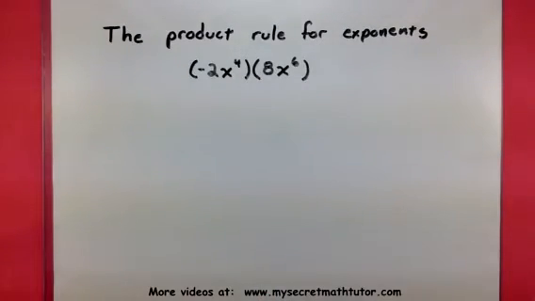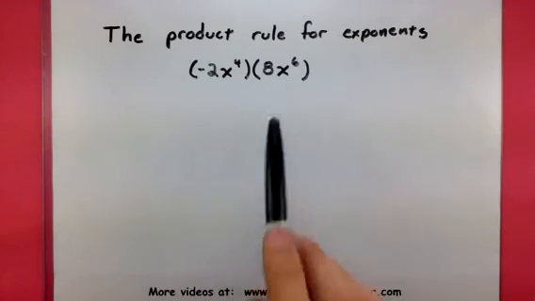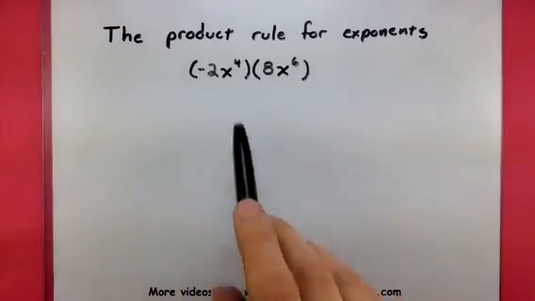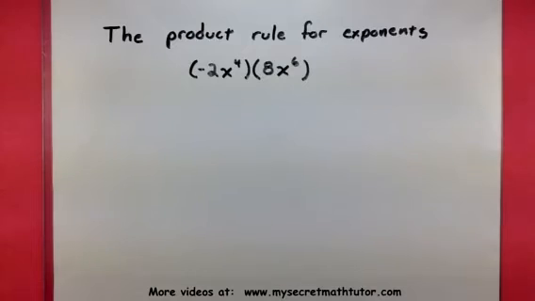Now as we start this problem, one thing you want to notice is that we have lots of terms in here, but all the terms are multiplied. So negative 2 is multiplied by x to the 4th. And that's multiplied by 8, which is multiplied by x to the 6th.